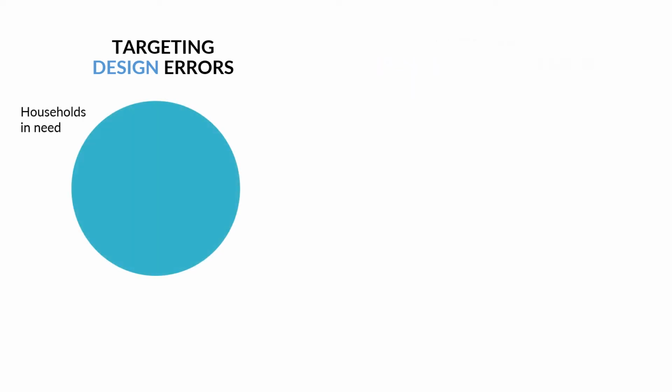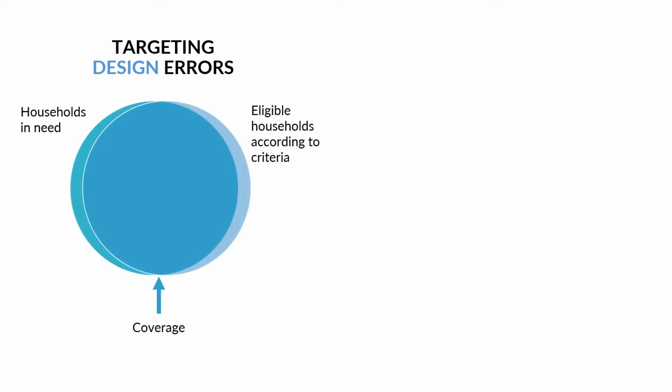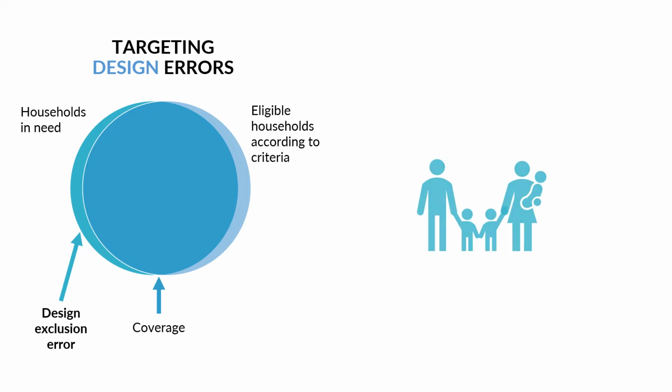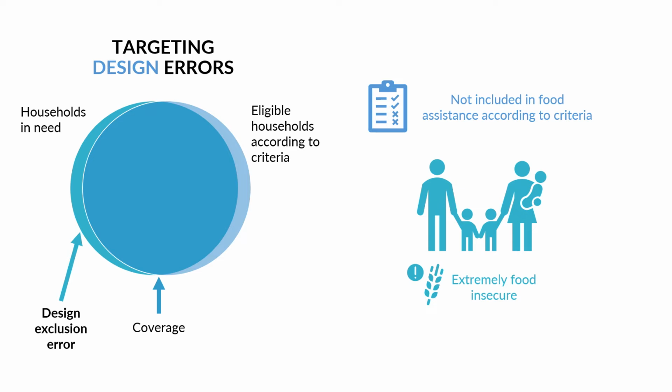In any given context, there are households in need. With any targeting approach, there will always be discrepancies between households in need and those that are eligible according to criteria. A design exclusion error is the proportion of the population in need of assistance who are not included in the targeted group. One example would be a family deemed not eligible for food assistance according to the eligibility criteria, but who are in fact extremely food insecure and therefore should be included according to the program objectives to address food insecurity.